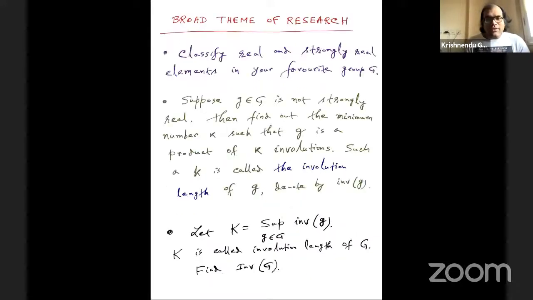Now here is the broad theme of research: you take your favorite group G, classify real and strongly real elements, and suppose in your group G some element is not strongly real, then it is a natural question how many minimum number of involutions one needs to express that element as a product of involutions. And then if you can do it for all elements over the bigger group G, you take their supremum of the involution length, that's called the involution length of the group G. So it is also an interesting problem to find out the involution length of a group G.